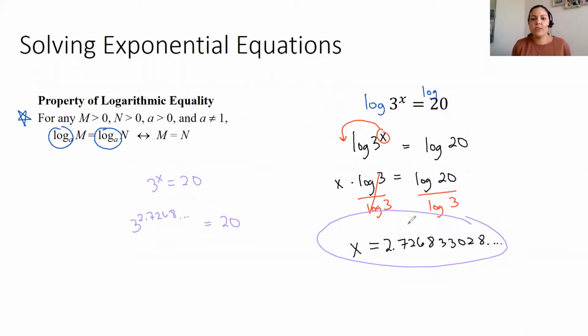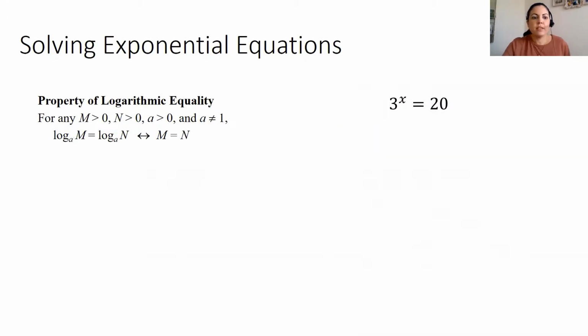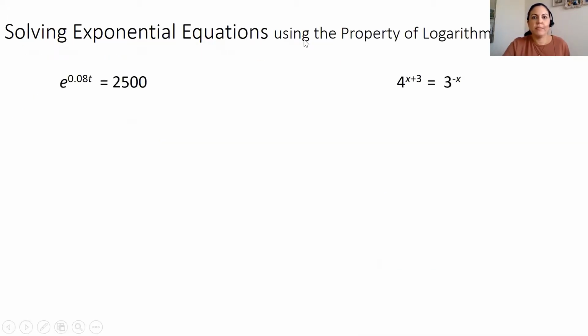Again, as soon as we start rounding decimals, we're losing accuracy in our solution. So if you put a rounded answer here, it's not going to equal exactly 20, but it should round to 20. That's how you know you're right. So this property of logarithmic equality is going to be really helpful for us as we are solving these exponential equations if we can't get the bases to be the same. So let's look at another example.